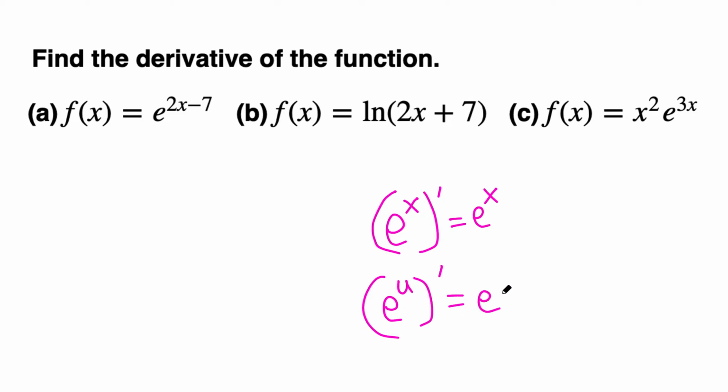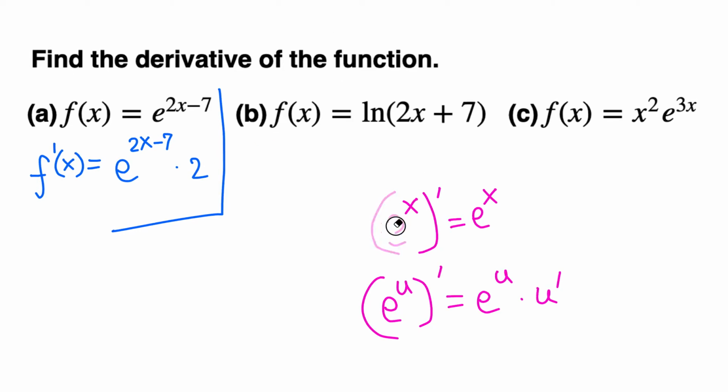So the derivative is itself times the derivative of this inner function, u prime. So 2x minus 7 is like u. So its derivative is then itself, e raised to 2x minus 7, times, that's on ground level now, the derivative of 2x minus 7, which is 2 minus 0, just 2. So 2 times this exponential function is the final answer.